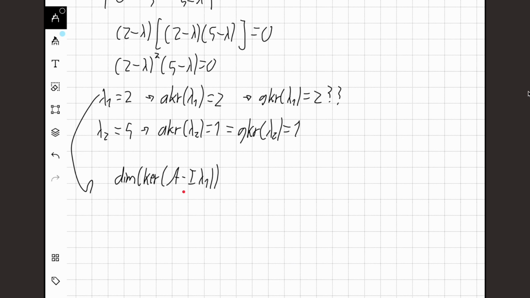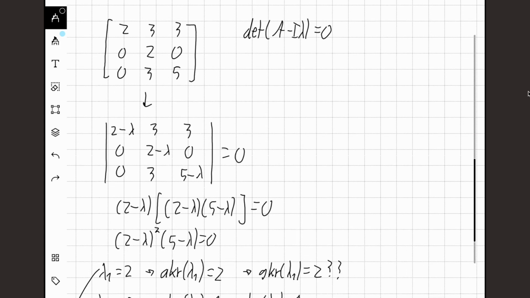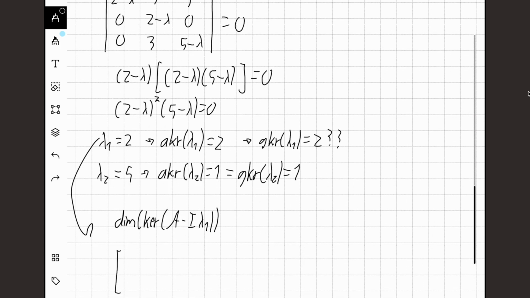So what vectors does this matrix with eigenvalue 2 send to 0? Again, we have our underlying matrix, and we subtract 2 from the diagonals because we have A minus lambda I, where lambda 1 is 2. After subtracting 2 from the diagonal, we're left with 0, 3, 3, 0, 0, 0. Here the 2 disappears, and here we have 0, 3, 3 because here it was 5. So we just subtract 2 from all the diagonals. This is what we get.